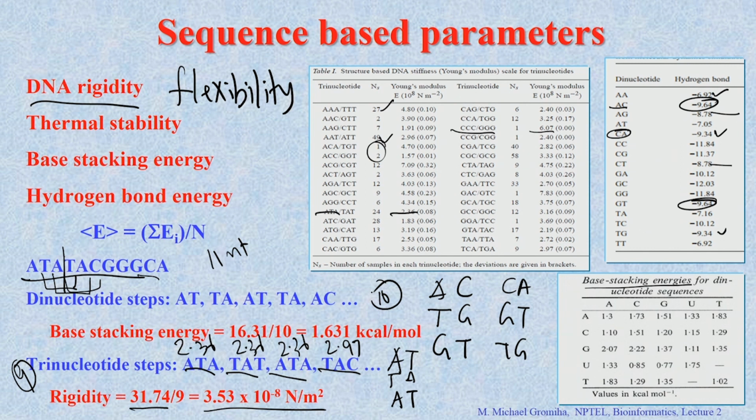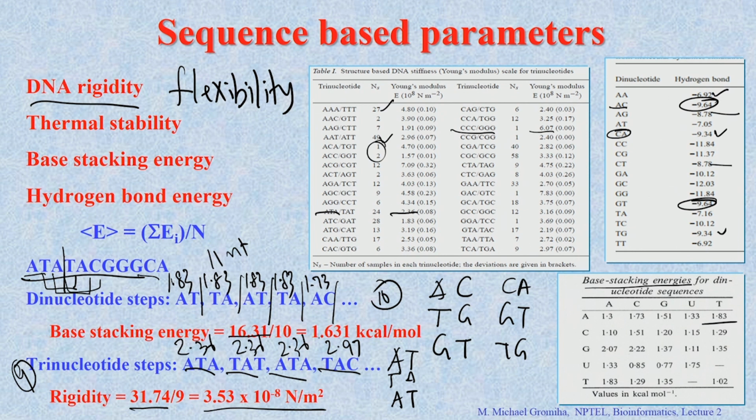Now how to classify this: AT, then TA, then AT, TA, AC, and so on. What is the value for AT? 1.83 here, TA 1.83, AT 1.83, TA 1.83, and AC 1.73. So add up all the values, which will come to 16.31, divided by N minus 1. So there will be 10 dinucleotides.